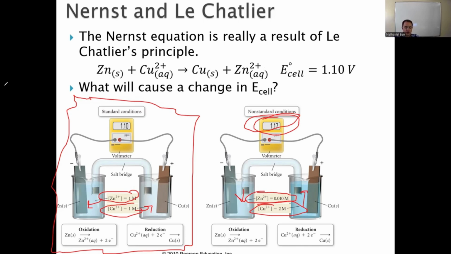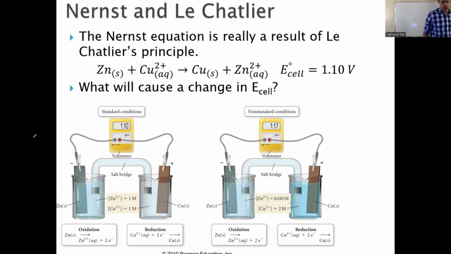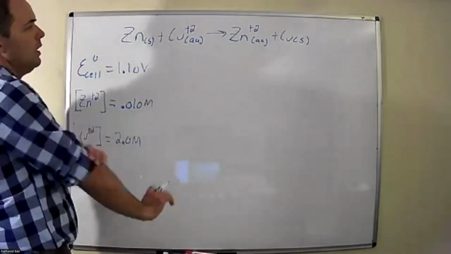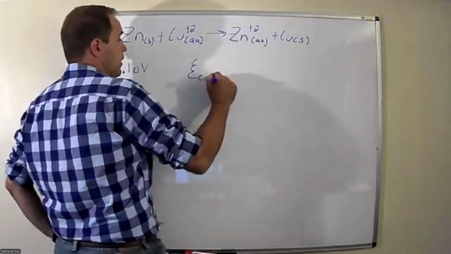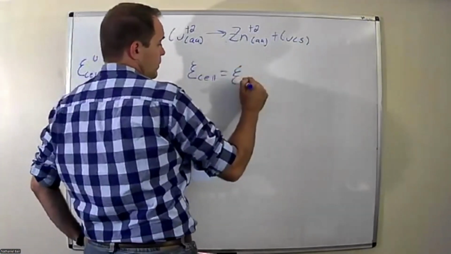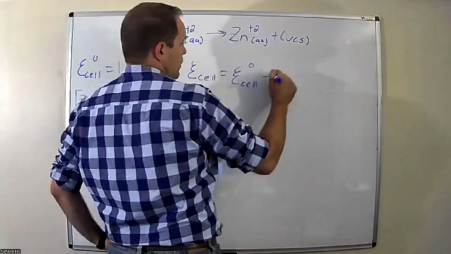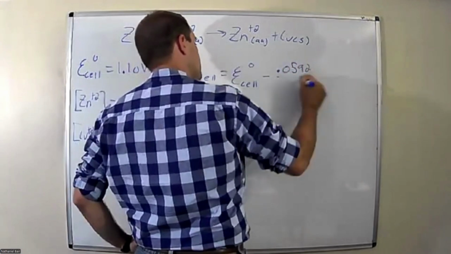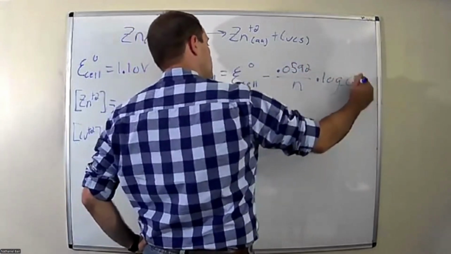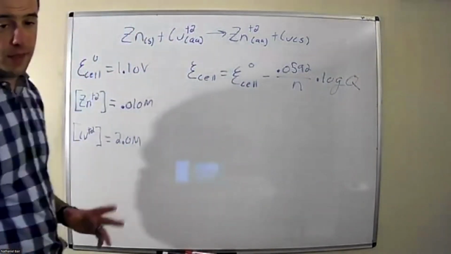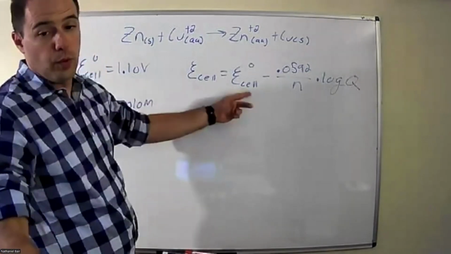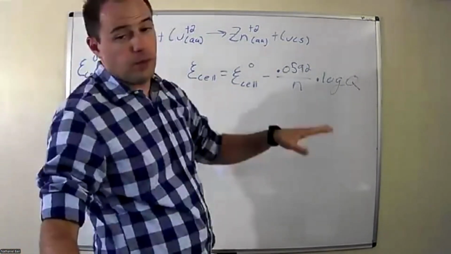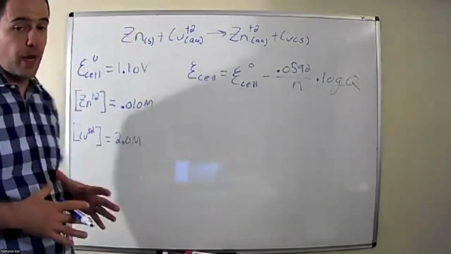Let's see. Give me a second here. I'm going to write this information down on the board. So here we go. Let's start by writing down the Nernst equation. E cell non-standard equals E cell standard minus 0.0592 over n times the log of Q. So we're given E cell standard, although you could use the standard reduction potentials to get it. It is 1.10 volts. So now we need n, the number of electrons from the balanced equation.